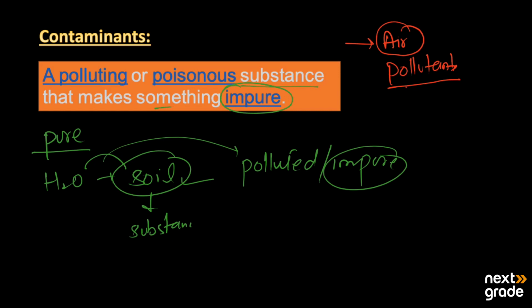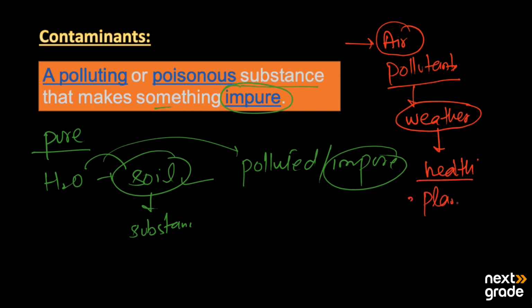Air pollution changes our weather, and when the weather changes it may become harmful for human beings, or it may badly affect the health of living organisms. It may damage the plants and also may destroy the buildings. So all these substances are known as contaminants.